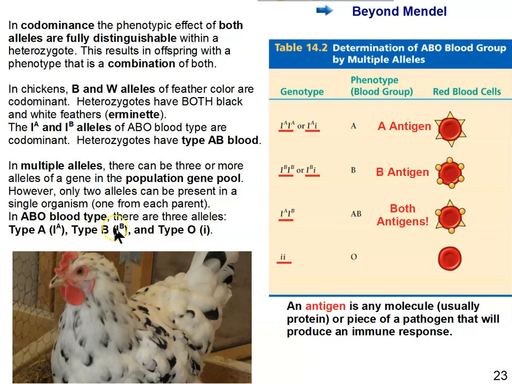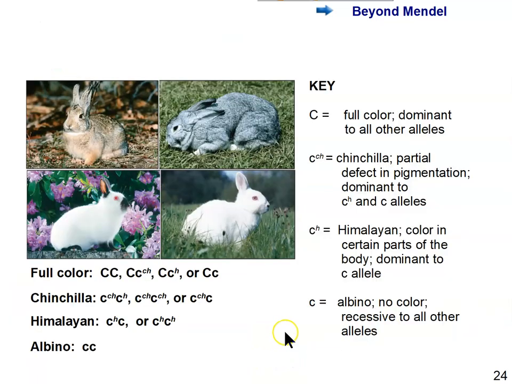So again, if you see symbols like this, it's an indication that you're dealing with multiple alleles. Just like on the next slide is another example of multiple alleles. So again, no antigens, homozygous recessive in type O blood. Here's, like I said, another example of multiple alleles.